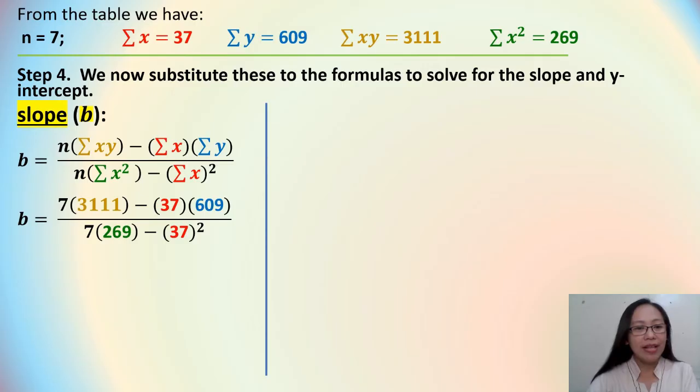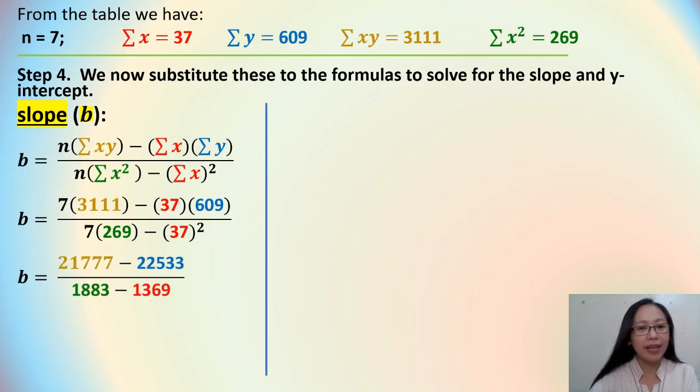We have n is equal to 7, so you have here 7, and summation of xy, you have 3,111, minus summation of x, which is 37, times summation of y, which is 609, all over 7, which is the value of n, times summation of x squared, which is 269, minus the square of the summation of x, which is 37.